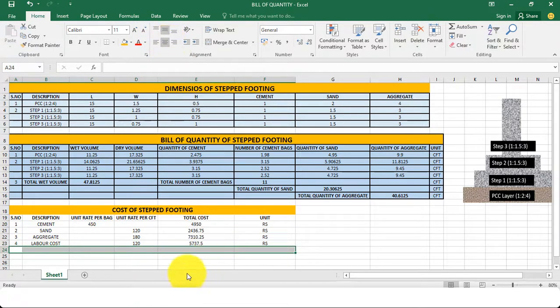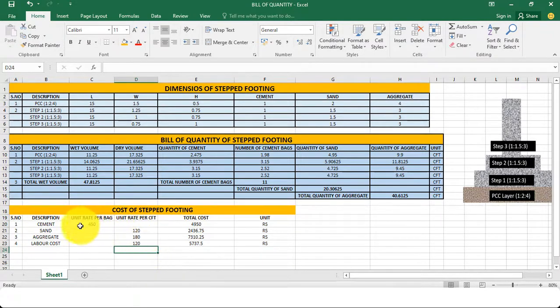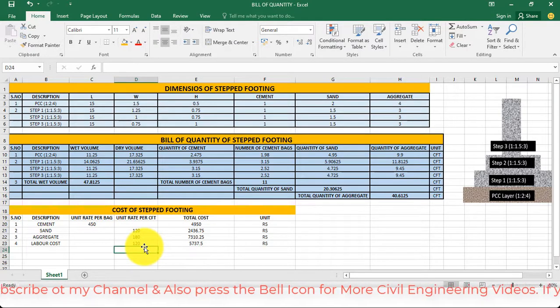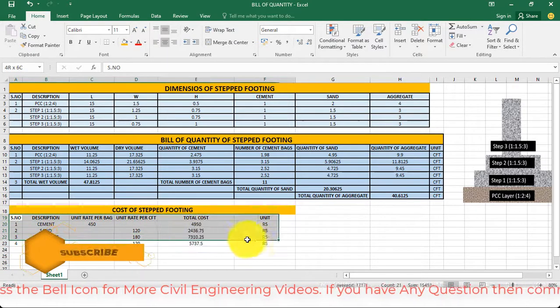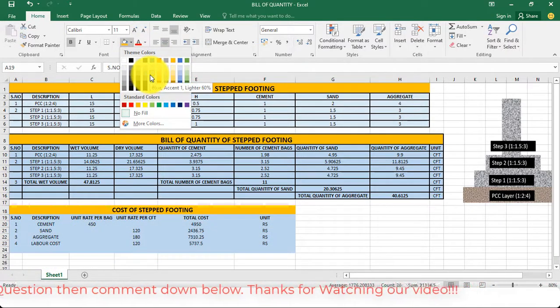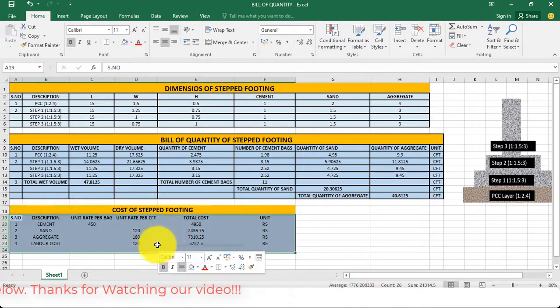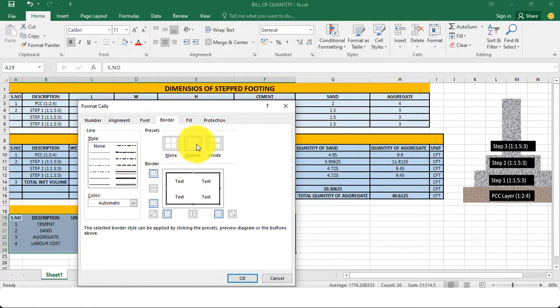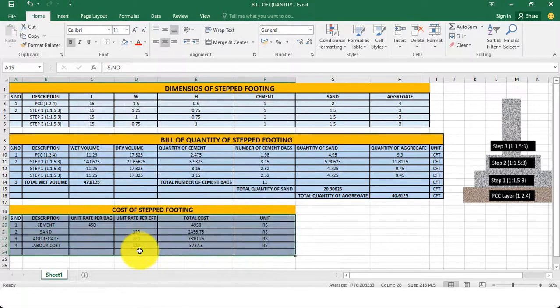5,737.5 rupees. Now remember here that the unit rates that I have selected for this particular stepped footing are just my assumptions, okay? And they can increase or decrease as per your requirement. So you should know the unit rate of each material, which is cement, sand and coarse aggregate, and also the labor cost that has been used in the construction of your concrete member. Okay? Here I am just giving you an idea of how you can easily calculate the cost of cement, sand, aggregate and also the labor cost, right?